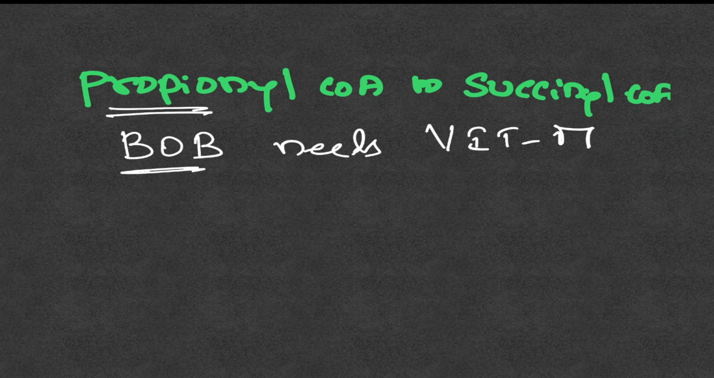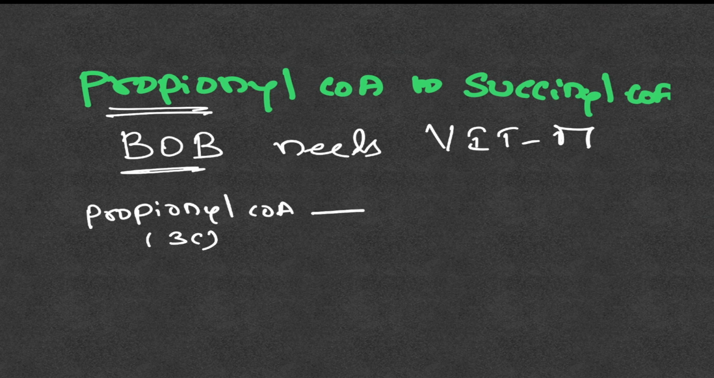Anyway, how is propionyl CoA converted to succinyl CoA? Propionyl CoA is a 3 carbon molecule. Propionyl CoA has 3 carbons. Propionyl CoA is converted to methylmalonyl CoA.